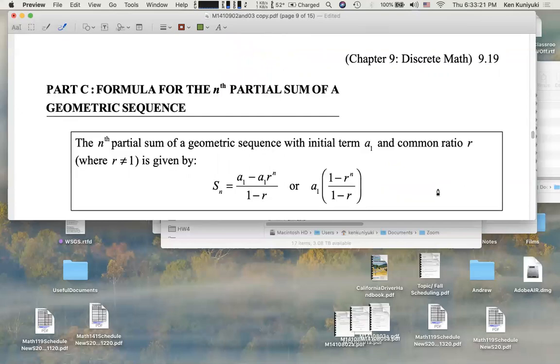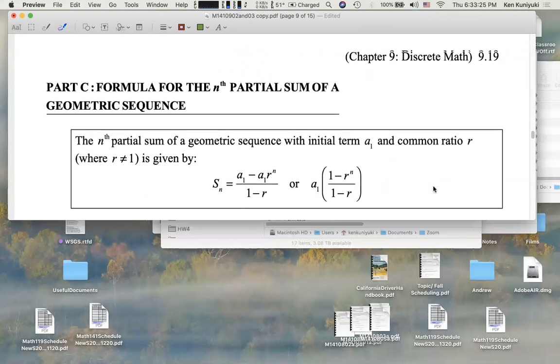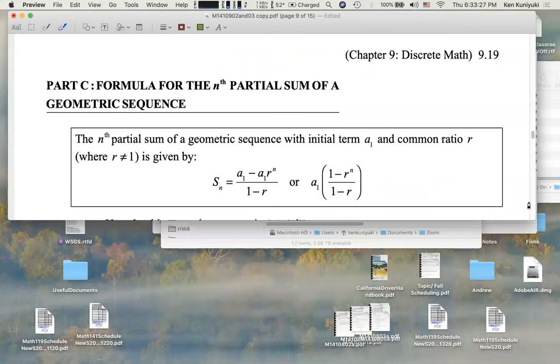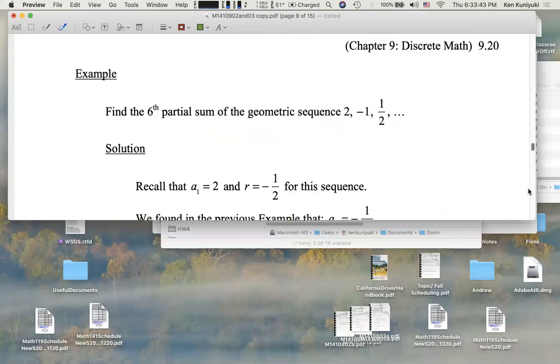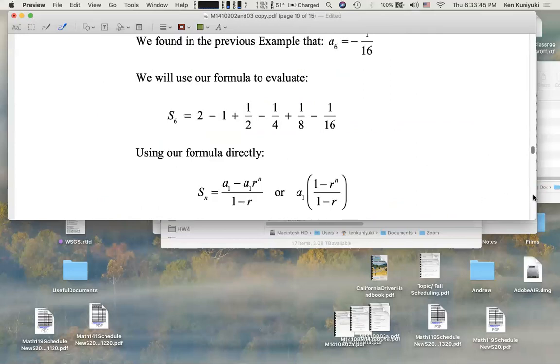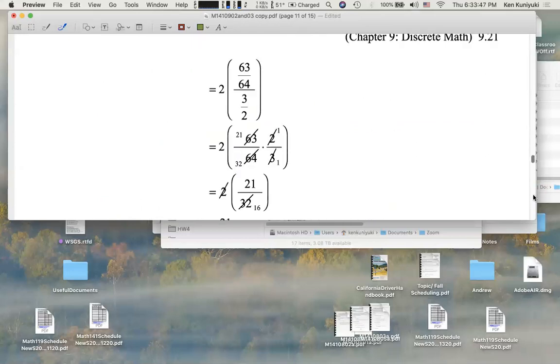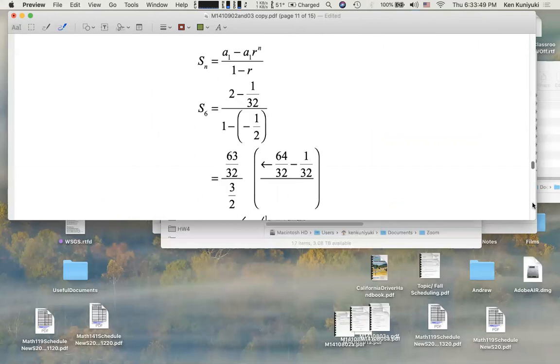Now, don't worry about this. The formula for the nth partial sum of a geometric sequence, the sum of the first n terms, basically. You don't have to know this formula. Now, you do have to understand the concept of an nth partial sum, the idea of adding the first n terms, the cumulative sum. But you don't have to know this particular formula. Oh, good. So we get to kind of skip over this stuff.